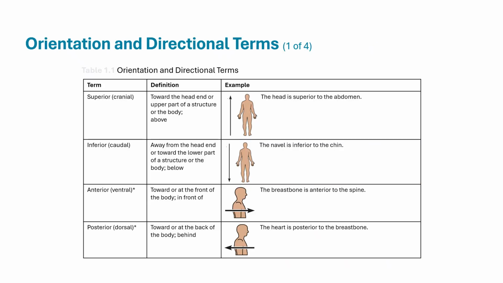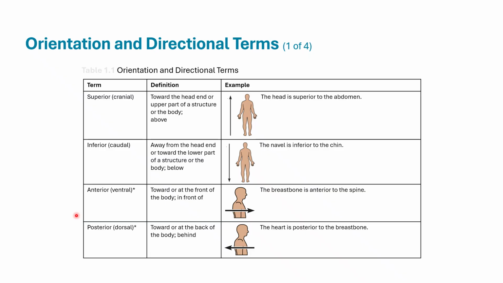Okay, we're going to get started with the different directional terms. So here when we look at this picture, the first one is going to be superior or cranial. Okay, this is towards the head and or upper part of a structure of the body or above. So for example, the head is superior to the abdomen. Okay, inferior or caudal, the definition of that is away from the head and or toward the lower part of the structure or the body. So below, so the navel is inferior to the chin.